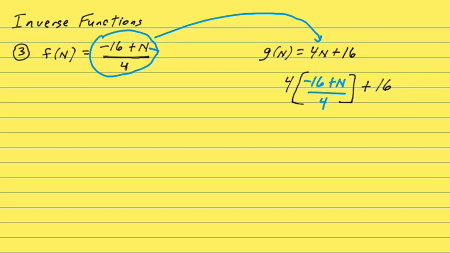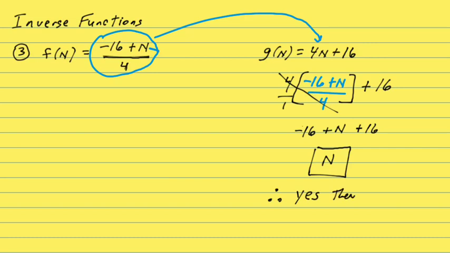Are you aware that when you multiply by 4 and divide by 4, they eliminate each other? So you have negative 16 plus n plus 16. Negative 16 and 16 add to 0. So does this equal just x or just n? So I would say therefore, which is 3 dots in this pattern, therefore, yes, they are inverse functions. They are inverses of each other.